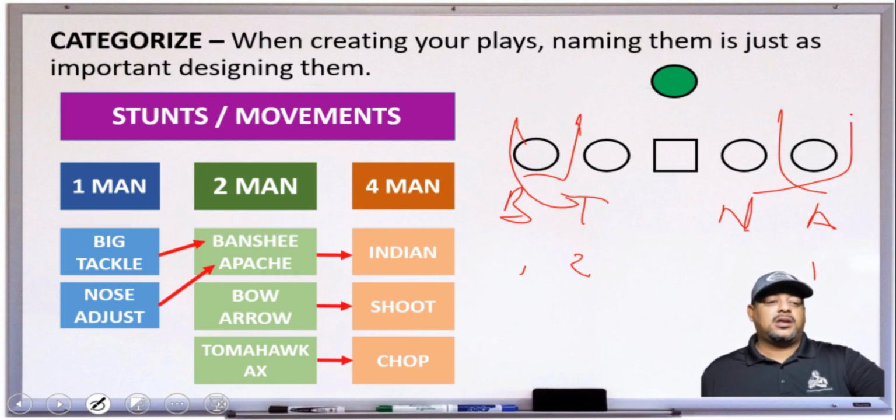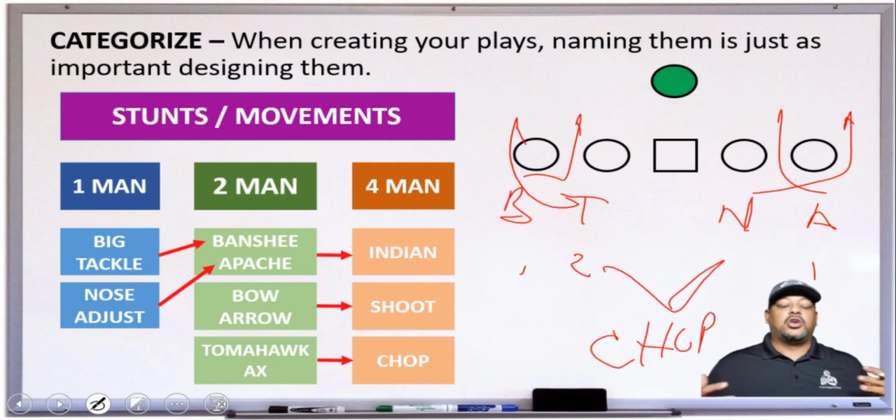He's first. He's second. Put them together. We chop. Okay? So again, very simple, very easy way to build up and categorize your plays. It's easy for the players to understand. It's easy for them to get it. And again, you also use keywords to help them remember.